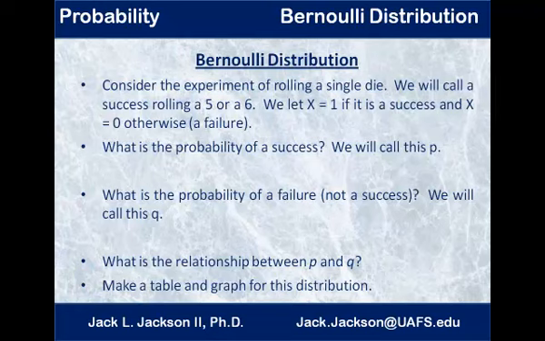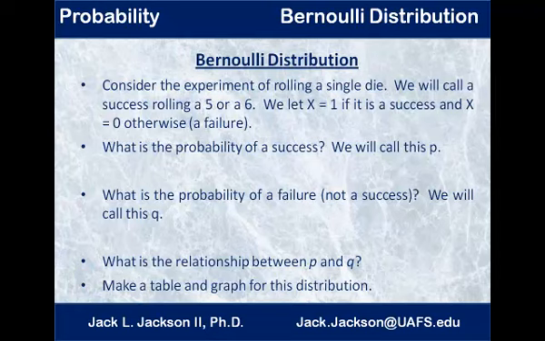So, consider the experiment of rolling a single die. We will call it a success if we roll a 5 or 6. We'll let x equal 1 if it is a success, and x equals 0 if it's not a success, which we'll call a failure. Go ahead and answer these questions here. What is the probability of success? We're going to call this P. What's the probability of failure, not a success? We'll call this Q. What's the relationship between P and Q? And then we're going to try to make a table and graph for this distribution.